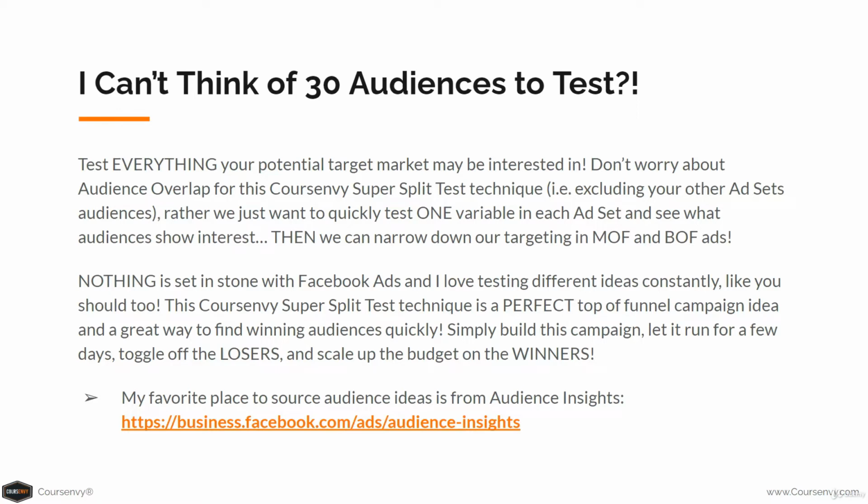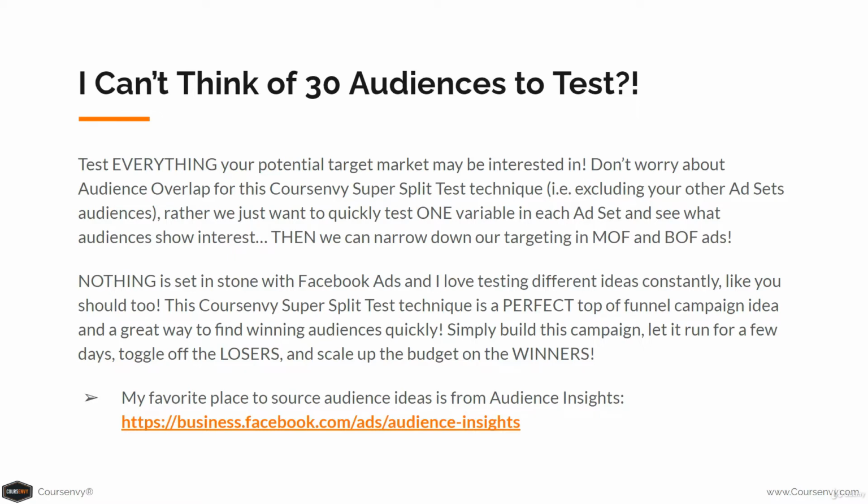Don't worry about audience overlap for this CourseEnvy Super Split Test technique. This means excluding your other ad set audiences. Rather, we just want to quickly test one variable in each ad set and see what audiences show interest. Then we can narrow down our targeting in our middle of funnel and bottom of funnel ads. Nothing is set in stone with Facebook ads, and I love testing different ideas constantly, like you should too. This CourseEnvy Super Split Test technique is a perfect top of funnel campaign idea and a great way to find winning audiences quickly. Simply build this campaign, let it run for a few days, toggle off the losing ad sets, and scale up the budget on the winners.